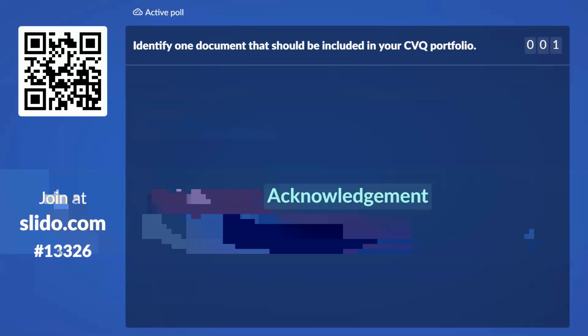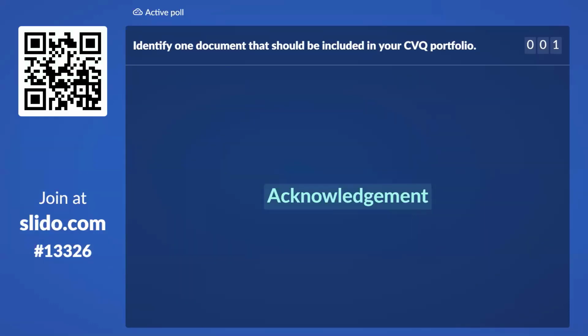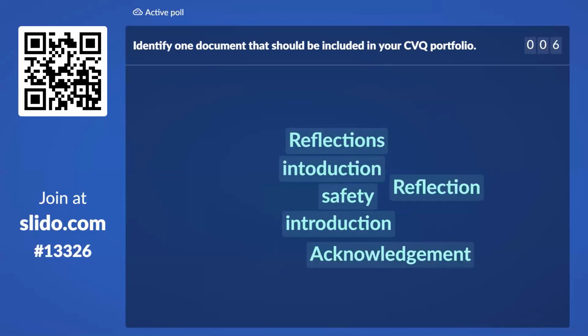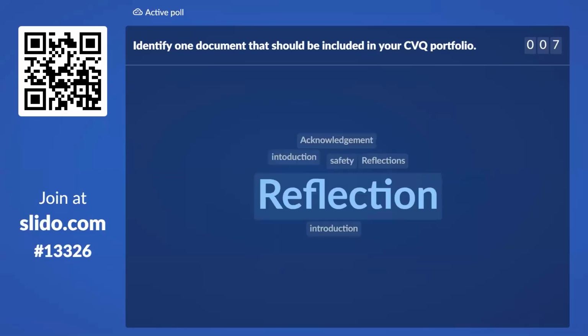You're the technology generation, you're very tech-savvy. Acknowledgement. Yes. Safety. Introduction. I'll tell you how you're going to be contextualizing or placing them in your portfolio. Reflection. Introduction. Okay. What else?